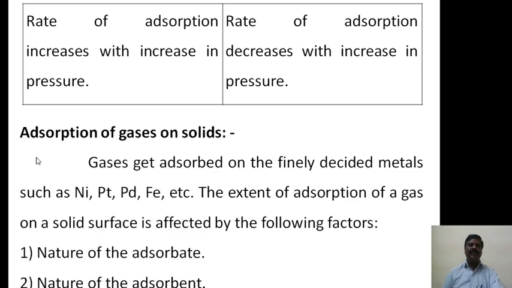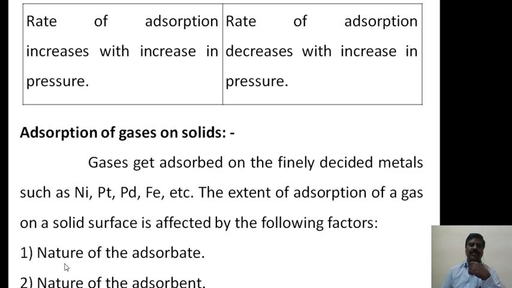Now coming to the adsorption of gases on solids. Gases get adsorbed on finely divided metals such as nickel, platinum, palladium, iron, etc. The extent of adsorption of a gas on a solid surface is affected by the following factors.